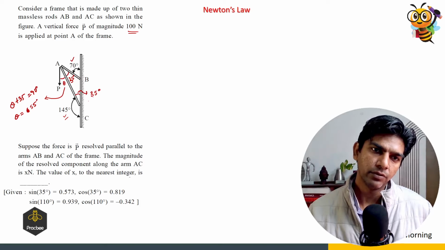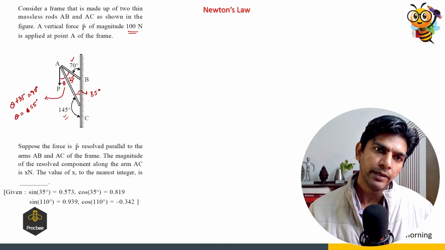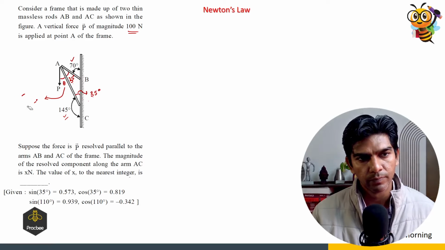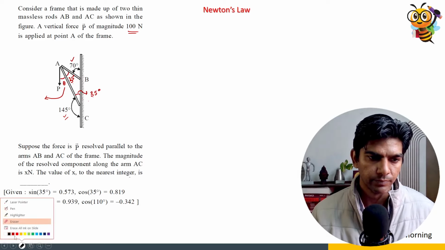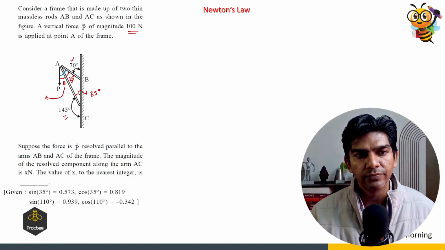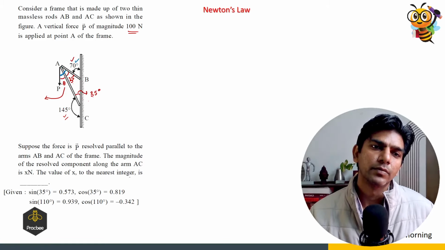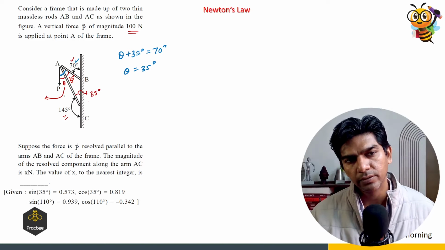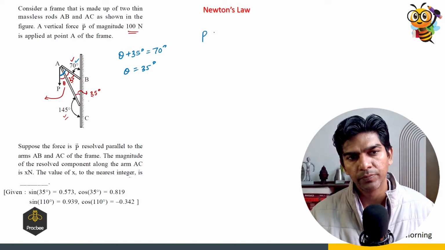Clear? So we got 35, 35, 70, and this angle will, oh right, so this is 35, this is not 90. Theta plus 35 will be 70, right? These are alternate angles. So theta plus 35 will be 70 degrees, or theta will be 35 degrees. So the component of P vector along AC will be P cos 35 degrees, right?